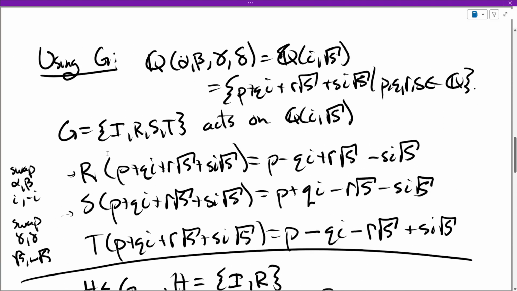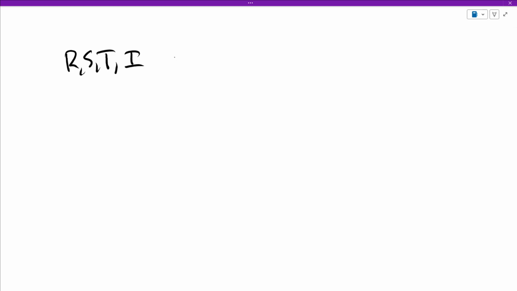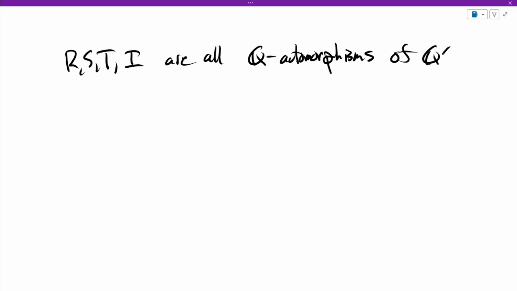So let's look at what we did earlier. We had these automorphisms R, S, T, and the identity. That these are automorphisms, we would have to argue. We'd have to prove it, and we'll learn how to do that in a little bit. But each of them, R, S, and T, they all fix the rational numbers, right? Nothing happens to P in any of R, S, or T. So in this example, R, S, T, and the identity are actually all Q-automorphisms of Q adjoin i root 5, because Q is fixed pointwise.